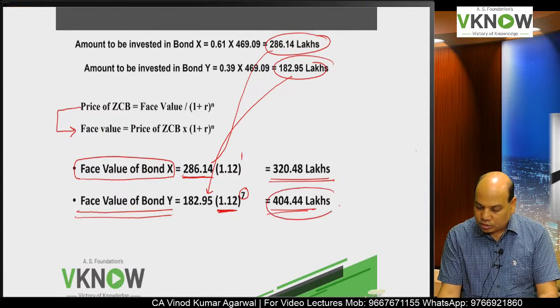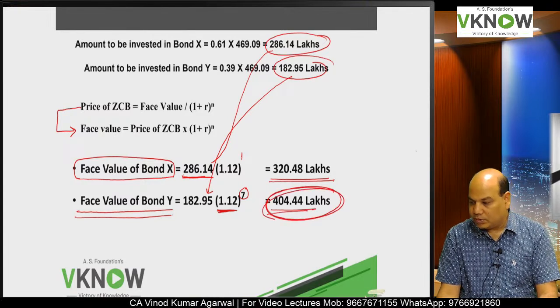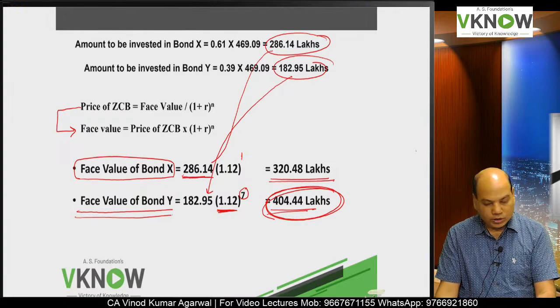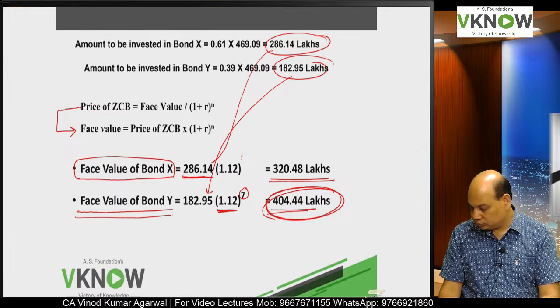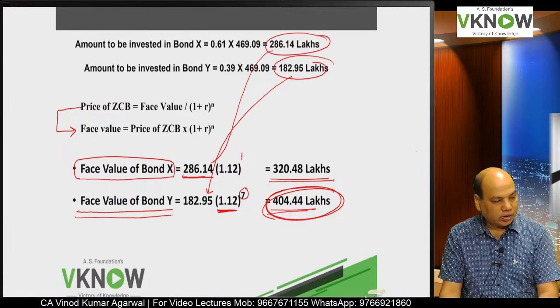The face value of this zero coupon bond Y will be 404.44. Is it right?